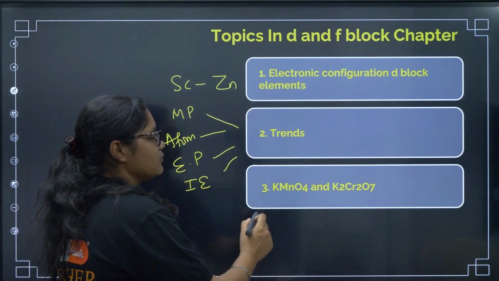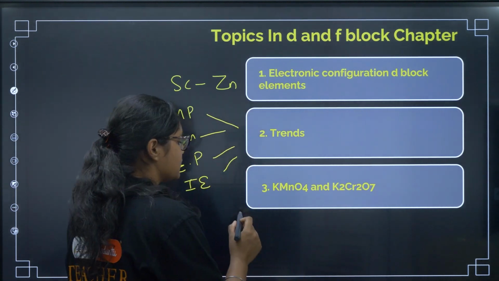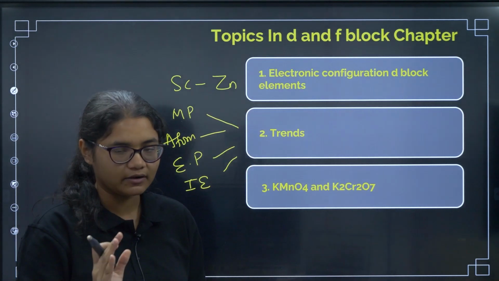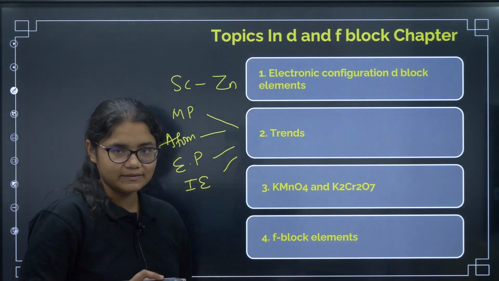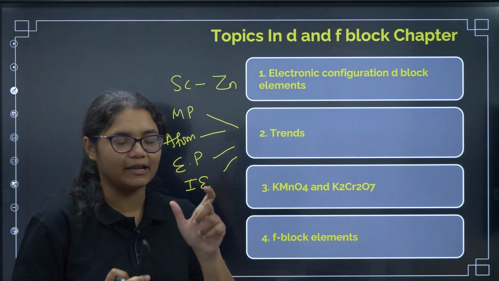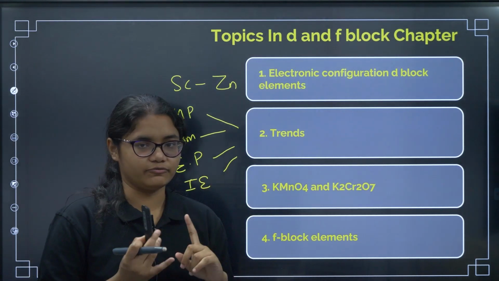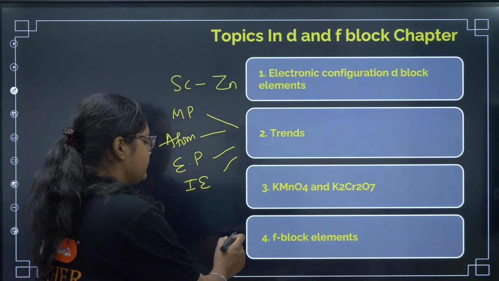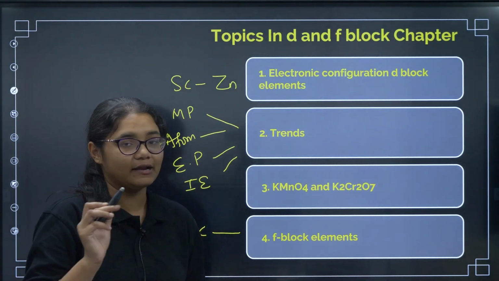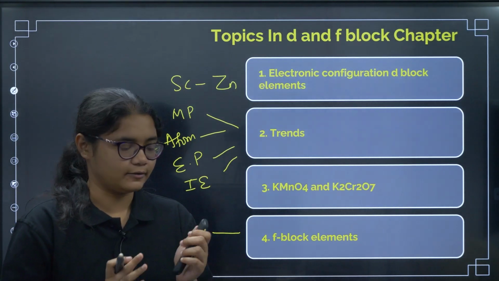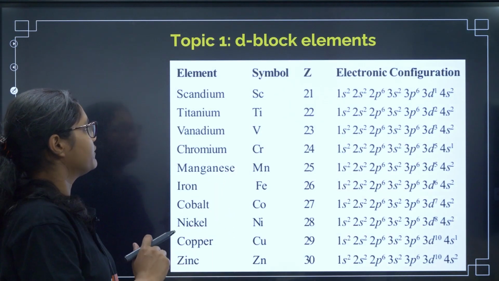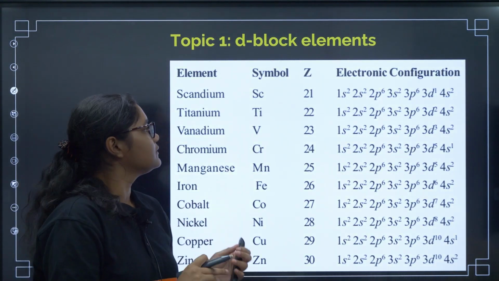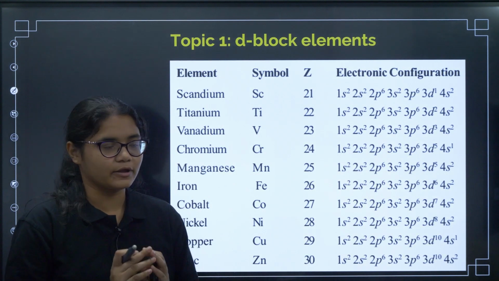Next we have KMnO4 and K2Cr2O7. So here I'll be telling you the preparation method and their oxidizing properties. And the last is F block elements. Here also some particular element electronic configurations you have to remember. And then what is lanthanide contraction and its consequences. Very important, right? Okay. So after doing this, we'll come to the first topic, that is the electronic configuration of D block elements.